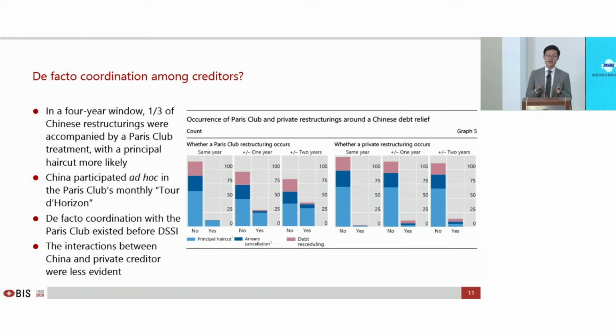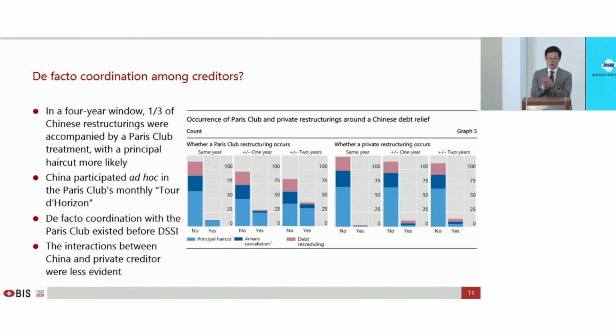The left-hand side panel represents the interaction with the Paris Club, and the right-hand side panel represents the interaction with the private creditors. One thing I want to highlight is that 1/3 of Chinese debt restructurings were accompanied by Paris Club treatments in a 4-year window. So this is the third small panel, the third panel on the slide.